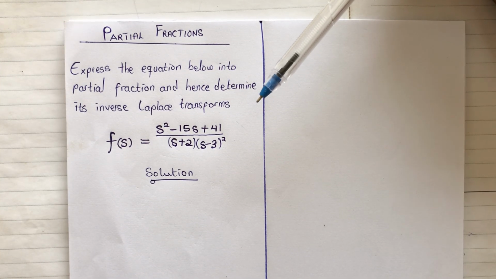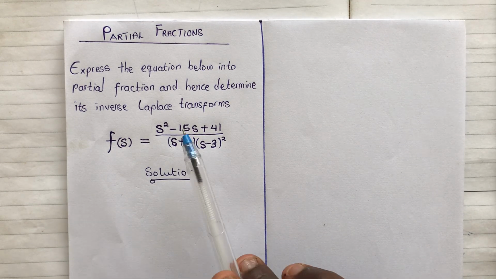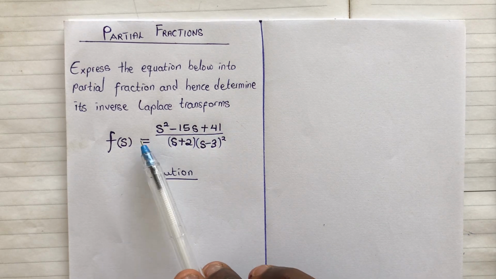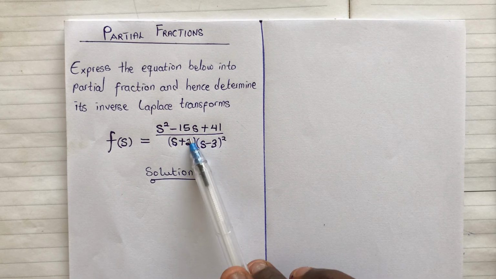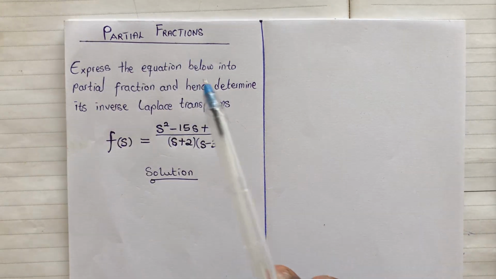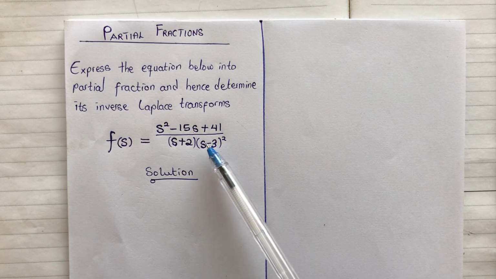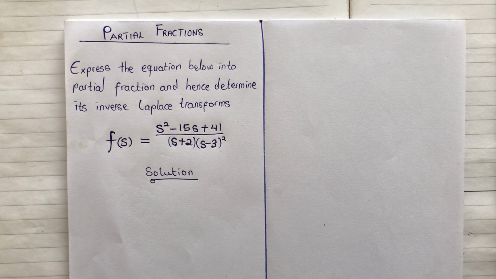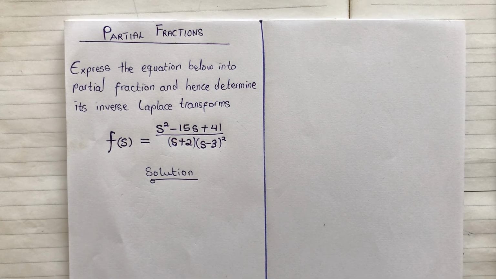So let's jump into what we have today. We have been given the function F of s equal to s squared minus 15s plus 41 over (s plus 2)(s minus 3) all squared. Now, if you are familiar with partial fractions, you can see that s minus 3 is a repeated factor. It simply means s minus 3 times another s minus 3. How do we convert that into partial fractions?